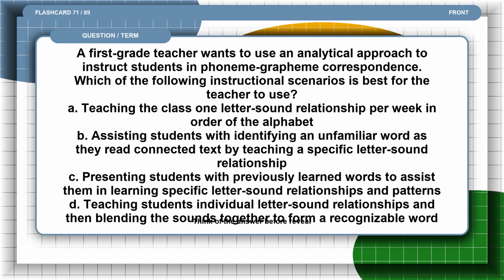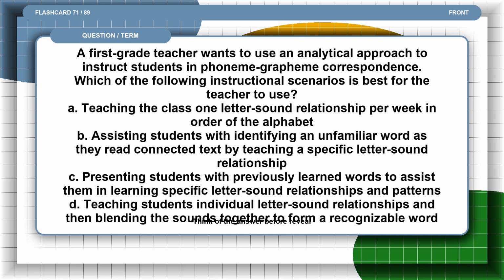Flashcard 71. A first-grade teacher wants to use an analytical approach to instruct students in phoneme-grapheme correspondence. Which of the following instructional scenarios is best for the teacher to use? A. Teaching one letter-sound relationship per week in order of the alphabet. B. Assisting students with identifying an unfamiliar word as they read connected text by teaching a specific letter-sound relationship.